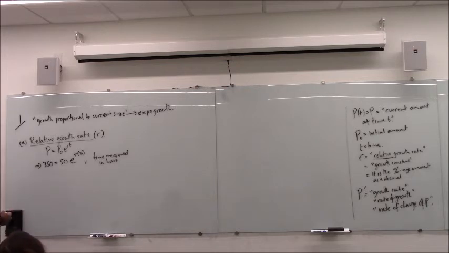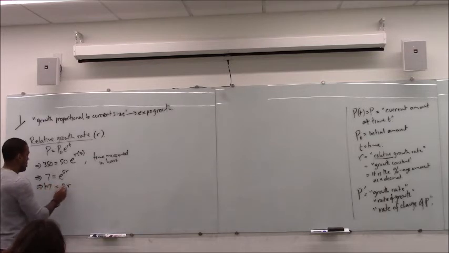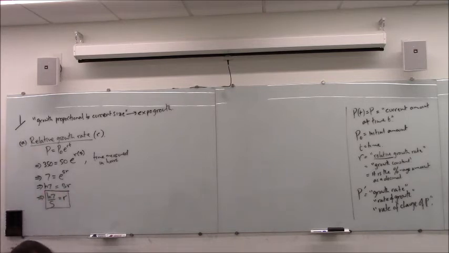So, how would you solve for r here? Divide by 50, take ln of both sides, I'll kill the e over here, and then you would divide by 5. So, that is the answer to the first one. That's your relative growth rate, ln of 7 over 5.